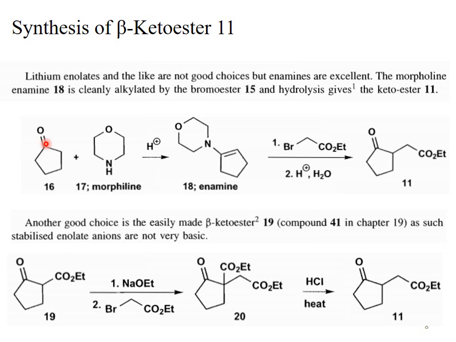The lithium enolate is a more basic enolate. It will increase the basicity of the enolate. So, lithium enolates and the like are not good choices, but enamines are excellent. Enamines are excellent. The morpholine enamine, compound number 18, is cleanly alkylated by the bromoester 15 and hydrolysis gives the keto ester 11.